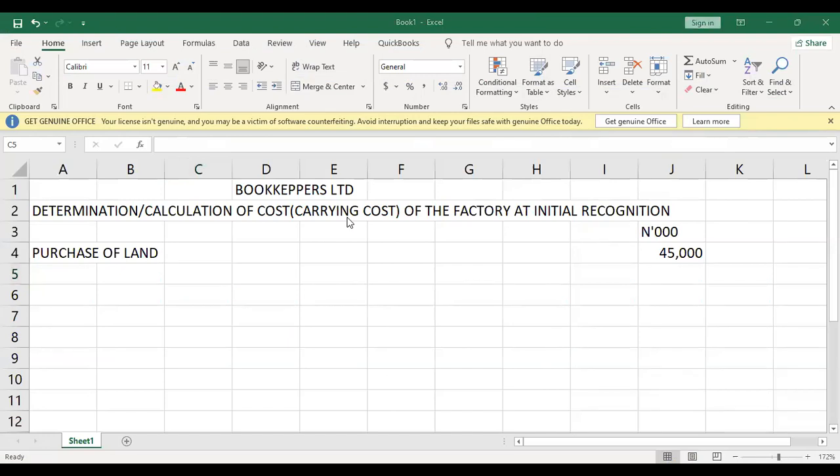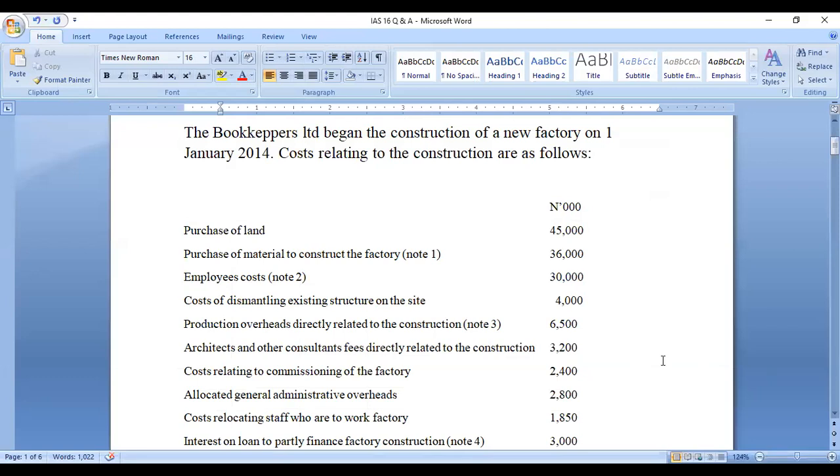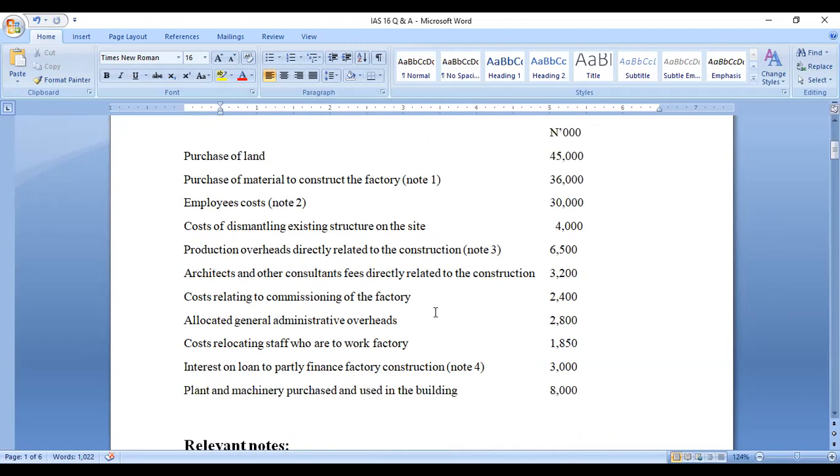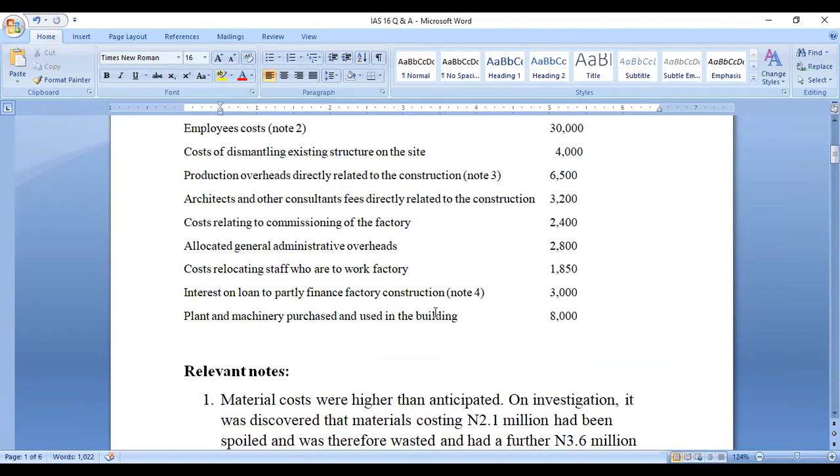So the next one, we have purchase of material to construct the factory. And we've been told that there is additional information as regards this particular transaction. In most questions, you will not have these notes, like in brackets, note 1, note 2, note 3. So after reading the question, you go through the additional information and see which additional information affects the transactions in the question. You don't just start solving and then realize that there was supposed to have been an addition or subtraction based on the relevant notes.